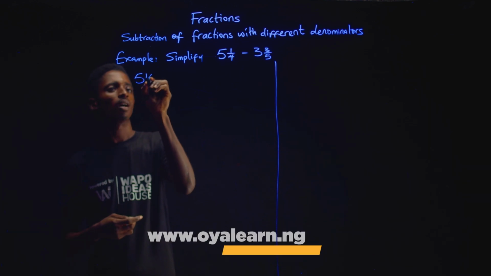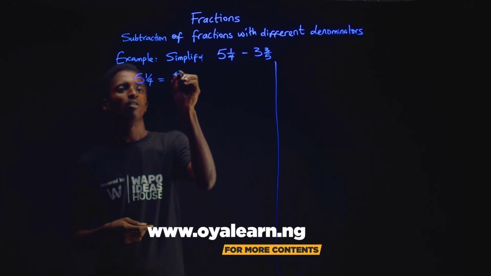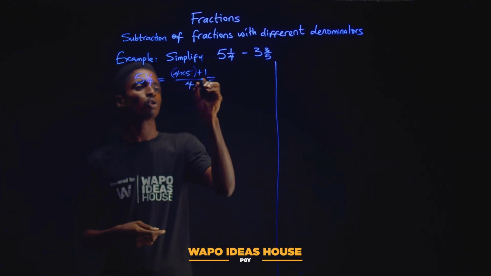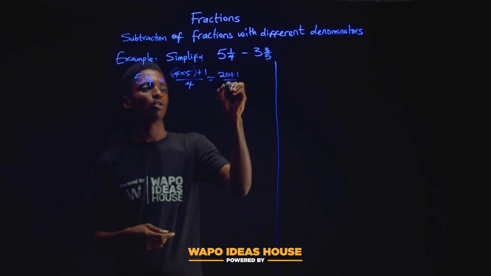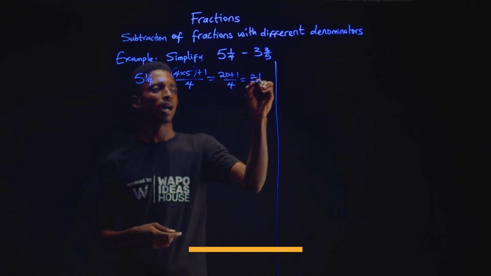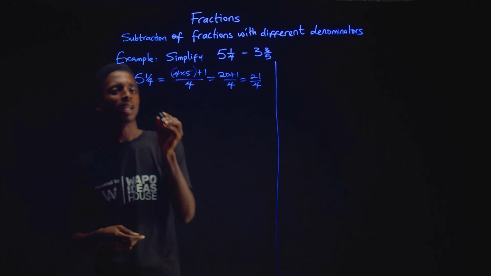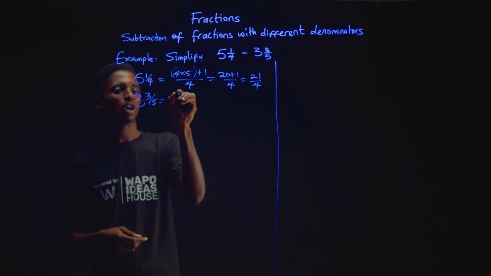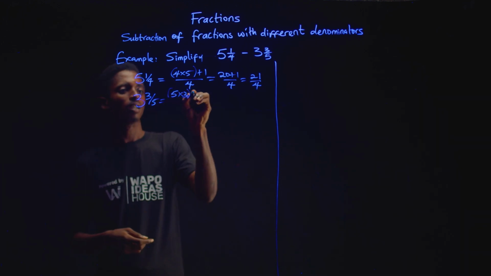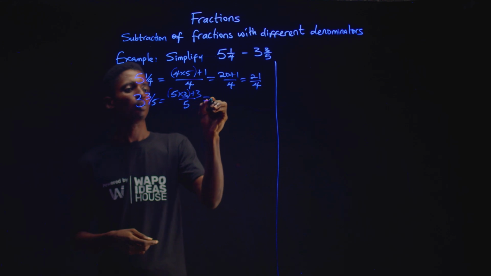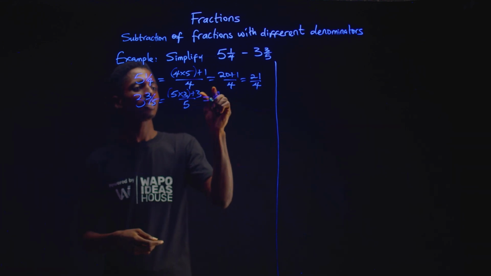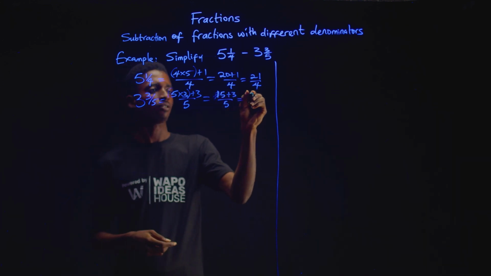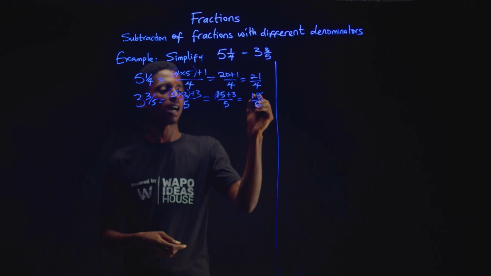So we have 5 whole number 1 over 4, which will now become 4 times 5 plus 1 over 4, which will give us 20 plus 1 over 4, that is 21 over 4. And for the second fraction, we have 3 whole number 3 over 5, which will become 5 times 3 plus 3 over 5, which will give us 15 plus 3 over 5. That is, we have 18 over 5.